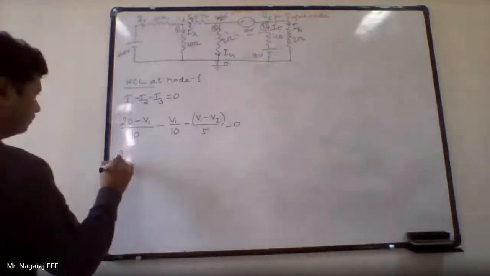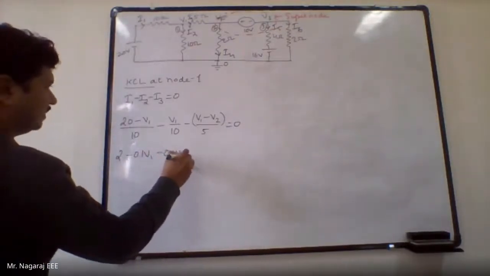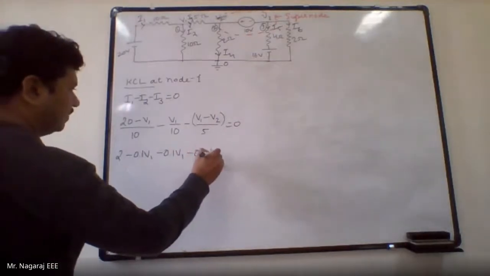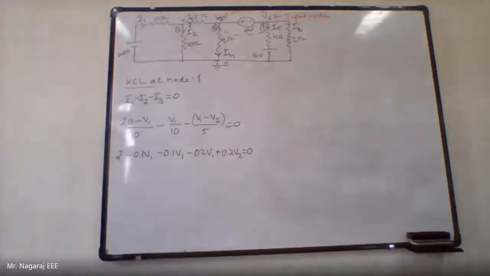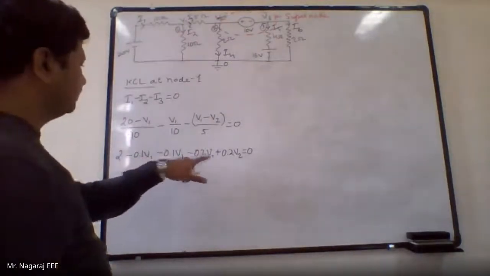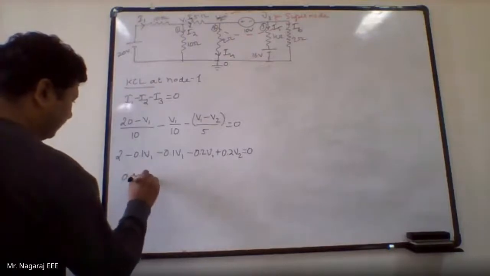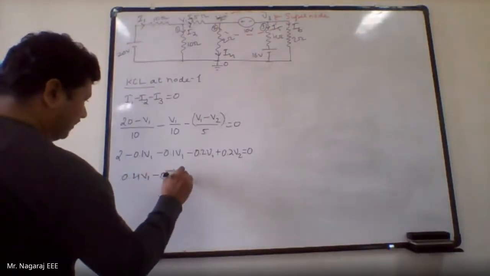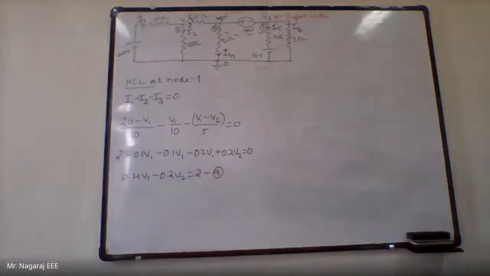So it is 2 minus 0.1 V1 minus 0.1 V1 minus 0.2 V1 plus 0.2 V2 equals 0. So that is 0.4 V1 minus 0.2 V2 equals 2. That is equation A.